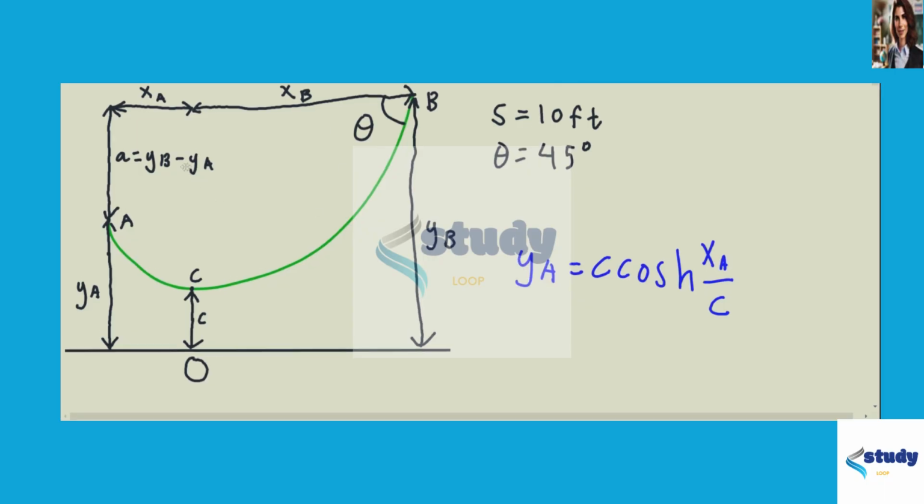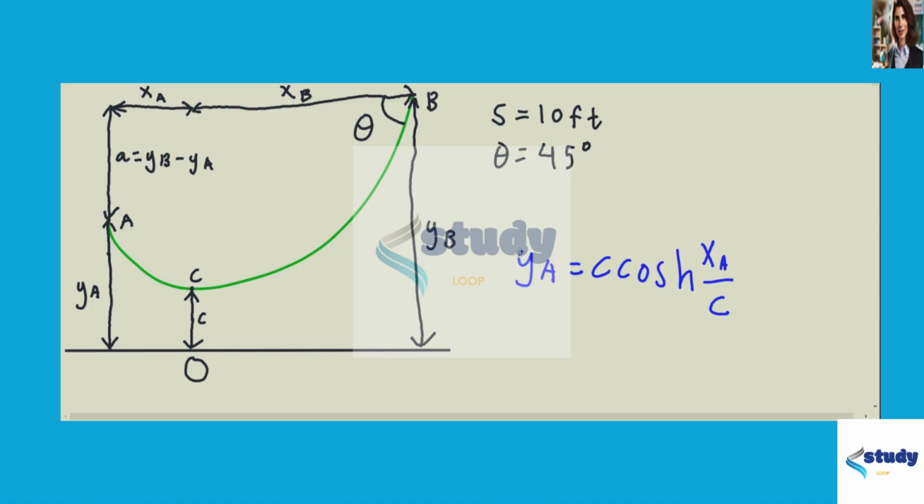We need to find the length of this value a given that the angle theta is equal to 45 degrees. And to solve this problem, we're going to need to find equations for the different lengths on this diagram: x of a, x of b, y of a, and y of b.